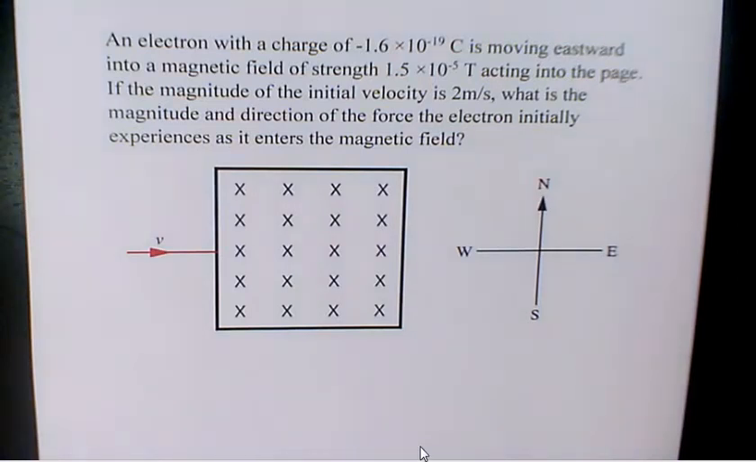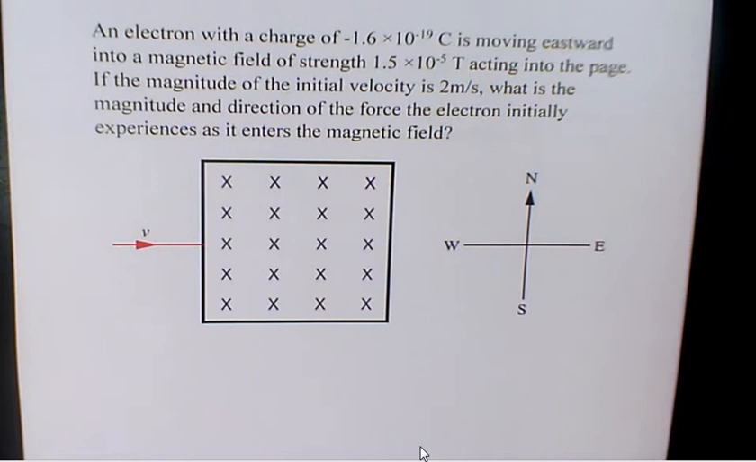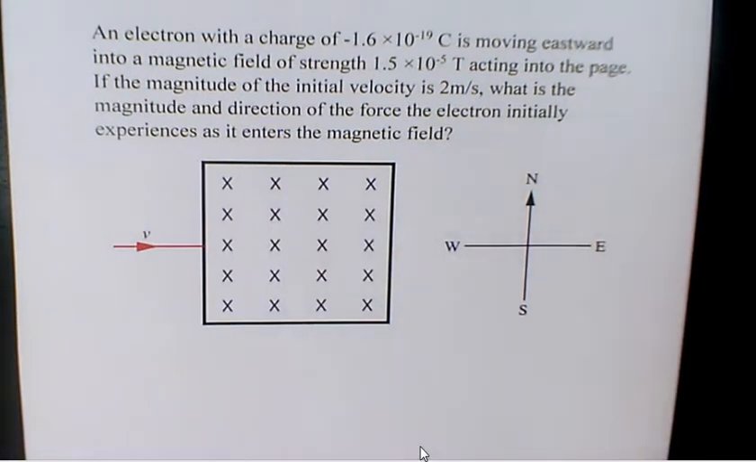An electron with a charge of negative 1.6 times 10 to the power of negative 19 coulomb is moving eastward into a magnetic field of strength 1.5 times 10 to the power of negative 5 Tesla, acting into the page, as you see here. If the magnitude of the initial velocity is 2 meters per second, what is the magnitude and direction of the force the electron initially experiences as it enters the magnetic field?